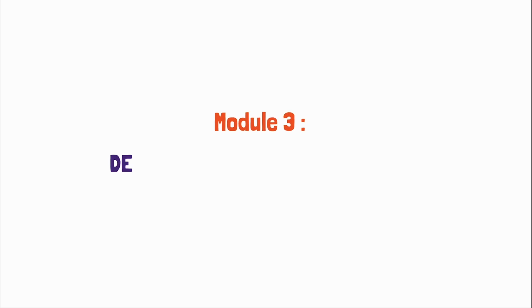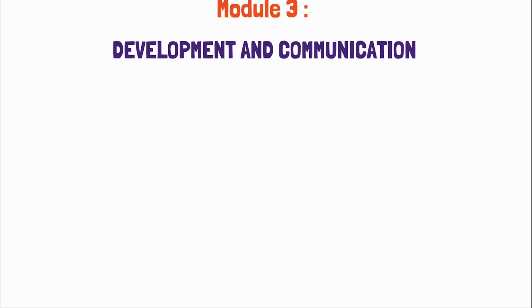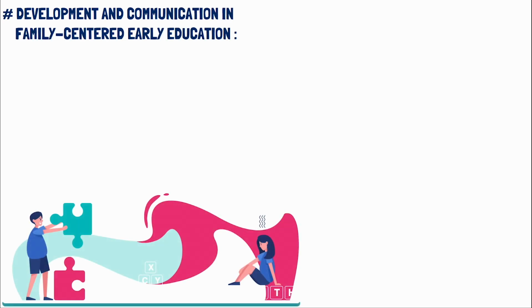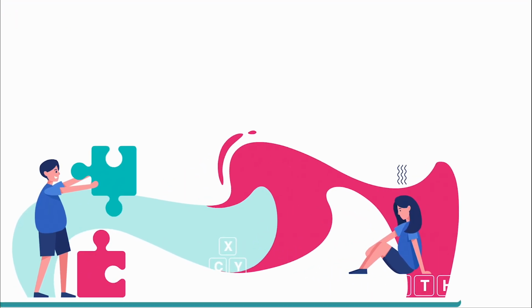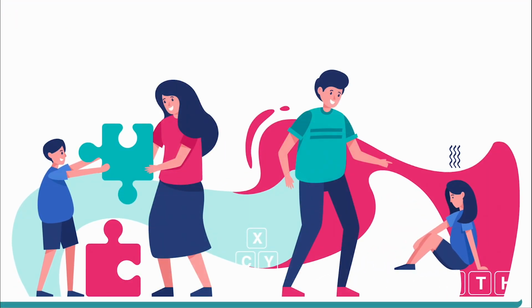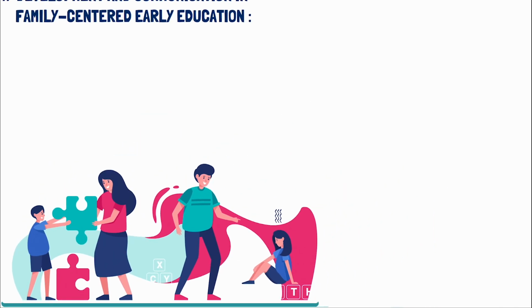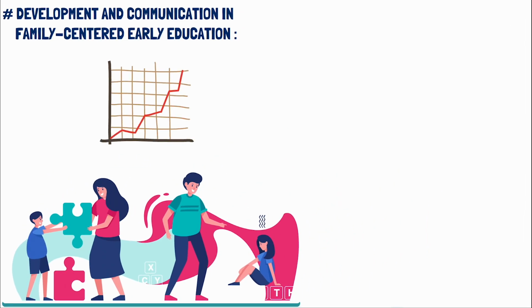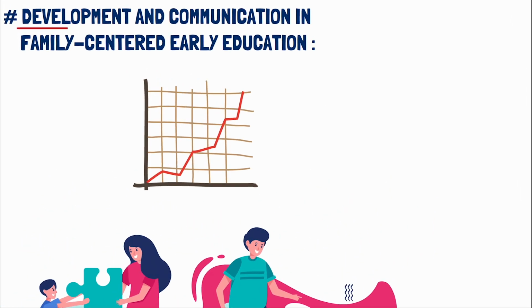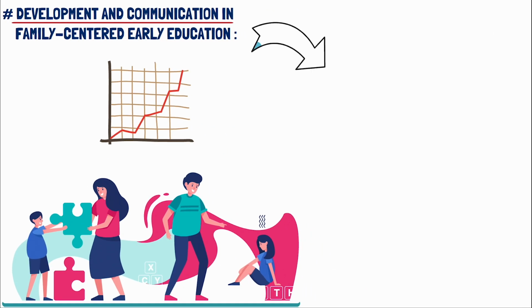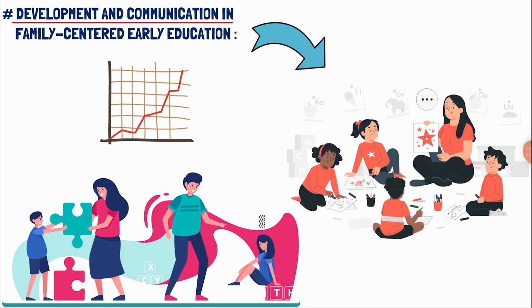Module 3: Development and Communication. Development and Communication in Family-Centered Early Education. Family-centered early education is a holistic approach to childhood development that recognizes the integral role of parents and caregivers in a child's growth and learning. Within this framework, the concepts of development and communication are intertwined, forming the foundation for a child's educational journey.